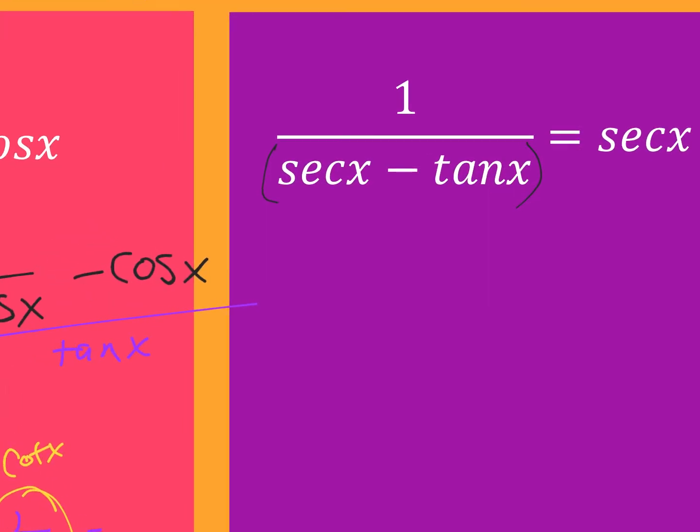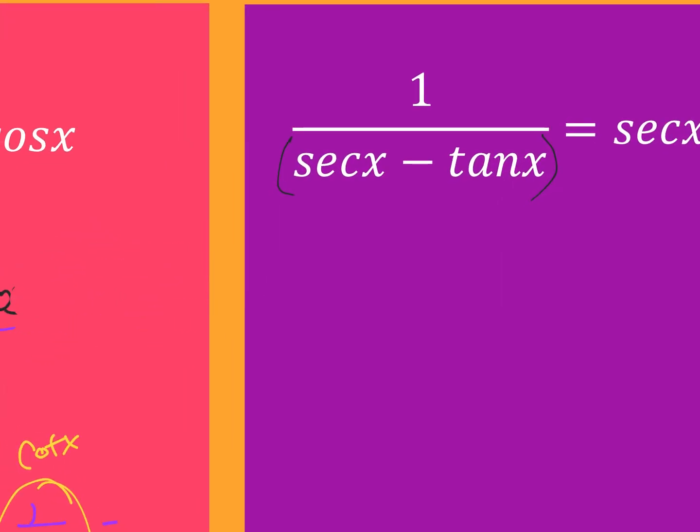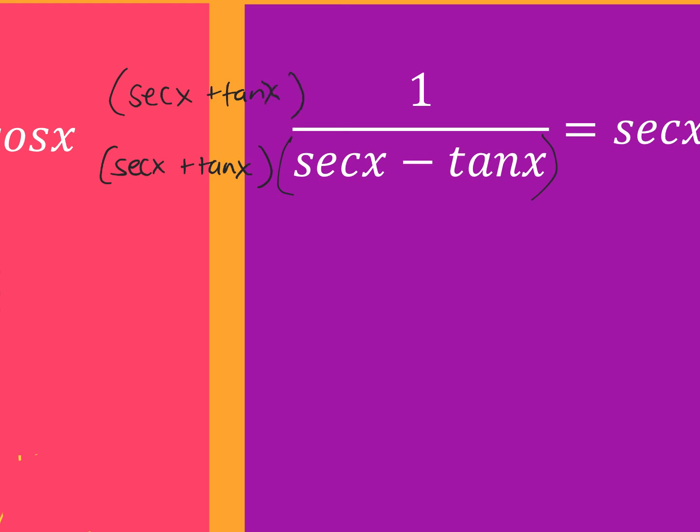So I'm actually going to multiply this by the opposite of this expression. Because that says secant x minus tangent, I'm going to multiply it by secant x plus tangent, top and bottom, because that's the only way I could do it. So in my numerator, I get 1 times that, so it's secant x plus tangent x. In the denominator, this is going to be the result of difference of 2 squares, right? Because they're the same expression, but one's a plus and one's a minus.